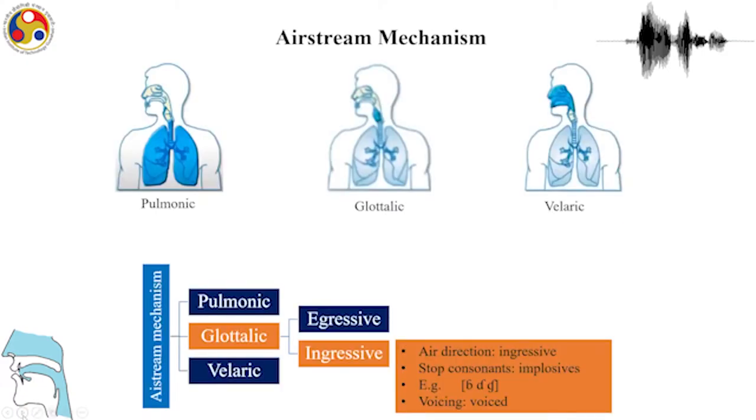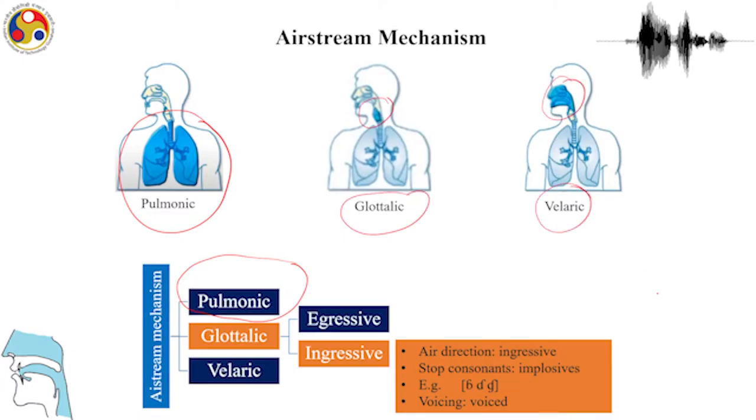So this is the airstream mechanism, and whenever we have the pulmonic airstream mechanism, it's the air push of the lungs, which you saw in the IPA chart. Most of the sounds of the world's languages are produced as a result of the pulmonic egressive airstream system. However, there are other airstream mechanisms. We have the glottalic, we have the velaric.